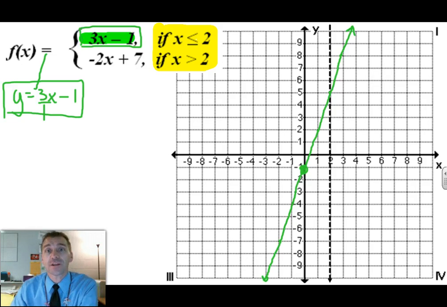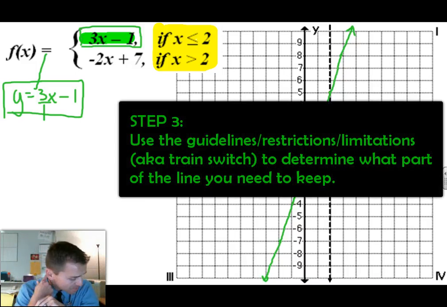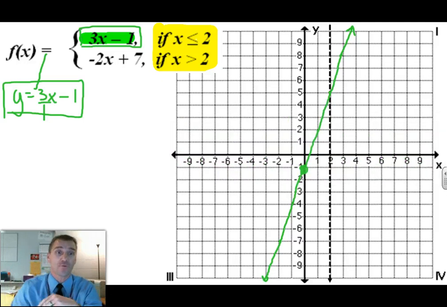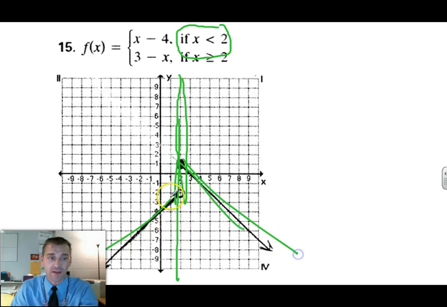Alrighty? Now comes where you need to get out your eraser, because step number 3, you have to use what I call guidelines, requirements, or limitations, however you want to look at it, to determine what part of the line you're going to eliminate. You're like, what are you talking about? Remember these guys I showed you before? These guys back here, they have pieces to it. There's the cut line that I showed you before, and there's a right side and a left side.